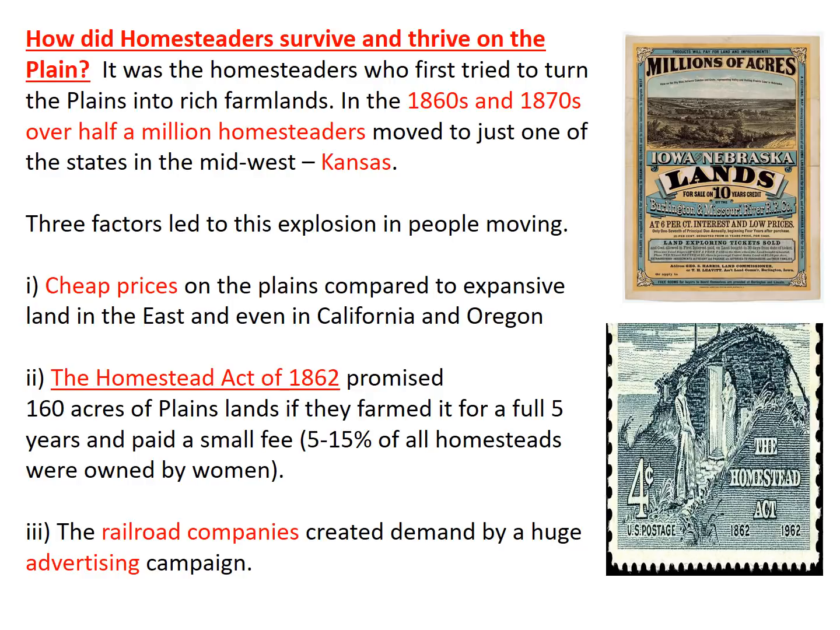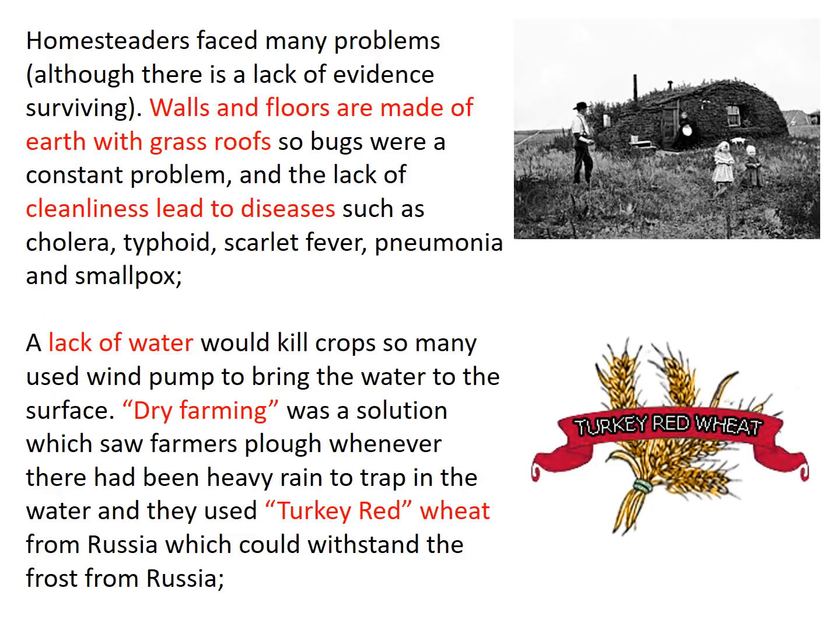And we have an issue here where women were also able to exploit this. Up to 50% of all homesteads were owned by women. And railroad companies who set up the railroad, well, they had an incentive to get people to go to these areas and to buy into this idea. So they had a huge advertising campaign encouraging people to come over and to use the railroads to go and build their homesteads.